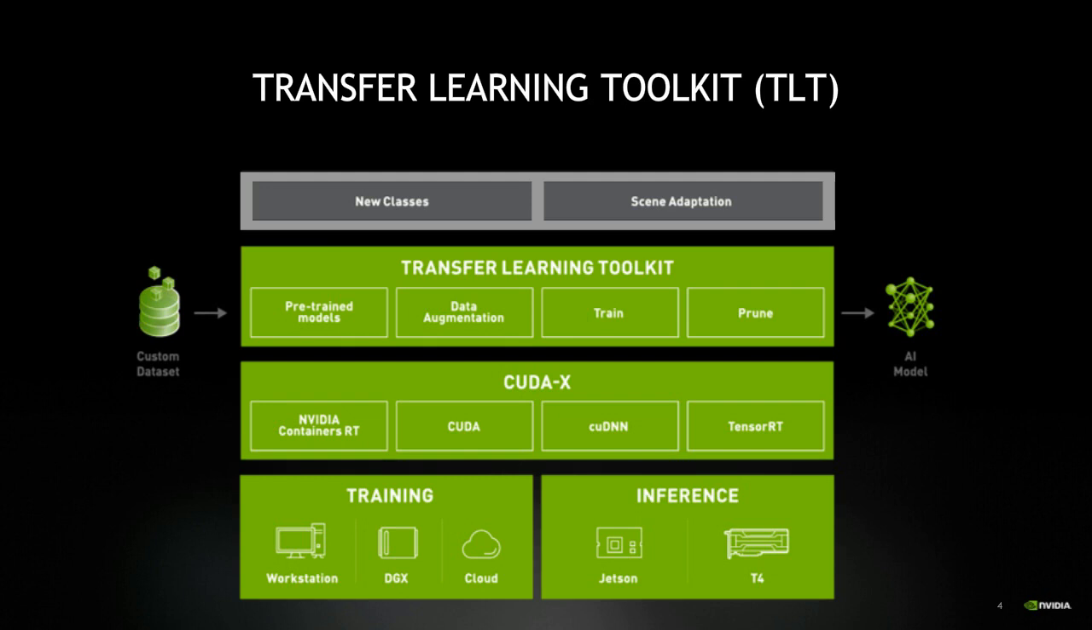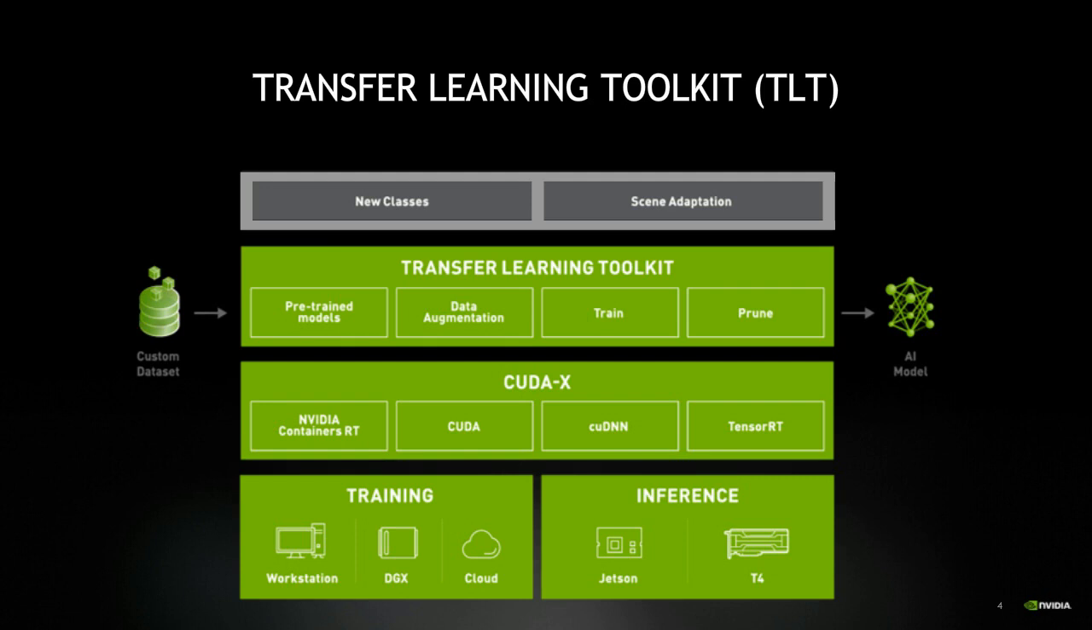To train with TLT, we provide 40+ pre-trained models available on NGC, NVIDIA GPU Cloud Registry. Models are available for object detection, image classification, and segmentation. These models provide a good starting point for someone looking to start their training. TLT consists of few simple configurable steps to train. This includes data preparation and augmentation, training, and pruning. I'll cover the entire workflow in detail in this webinar. Users only need to modify an easy-to-use configuration file to get started.